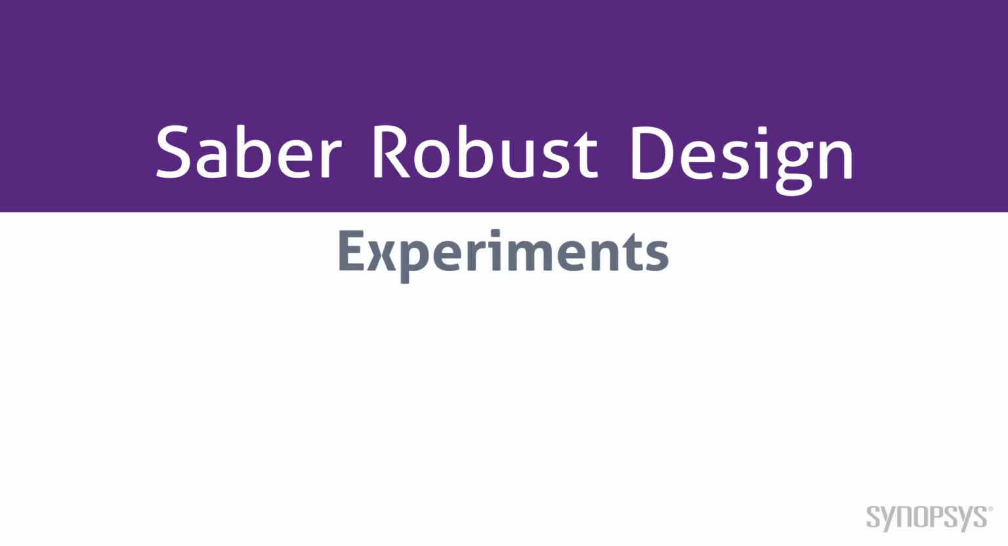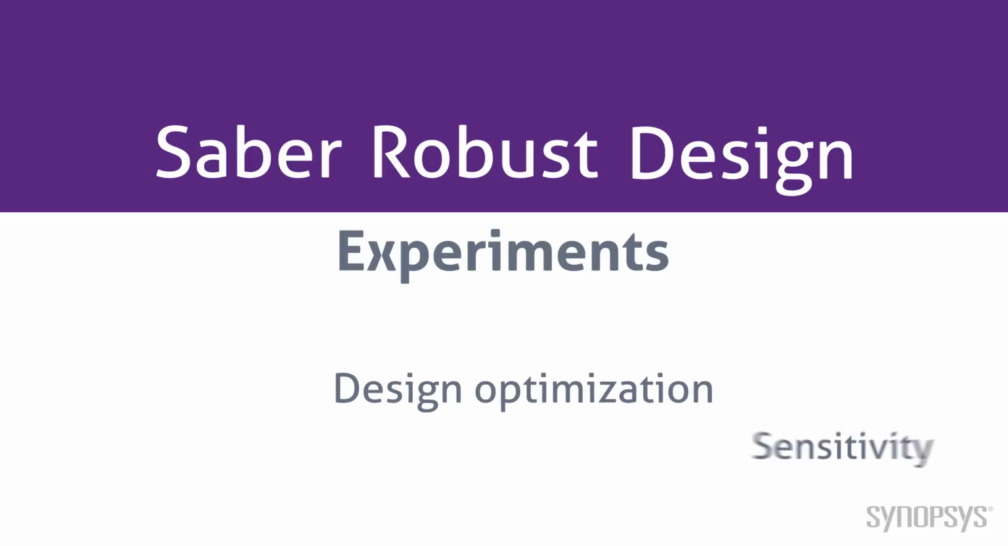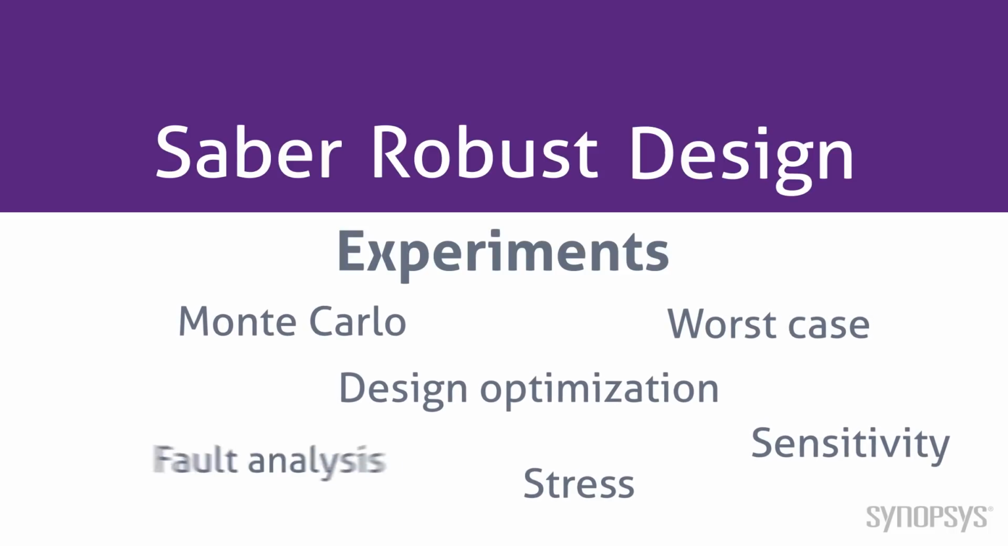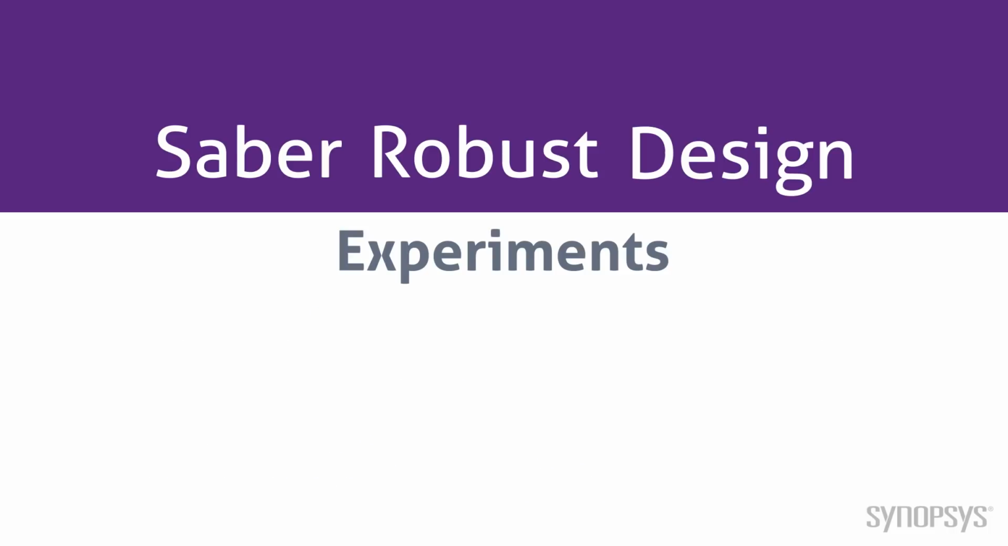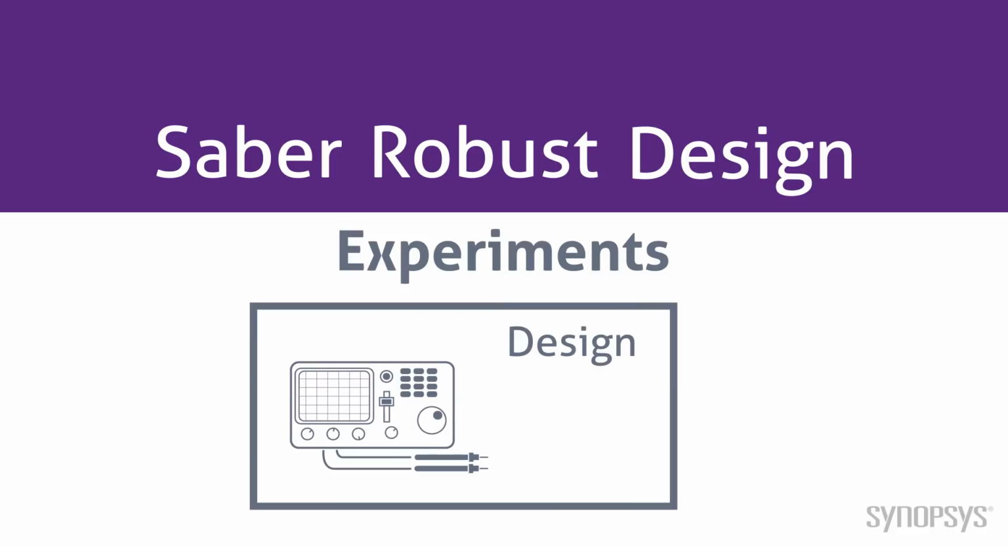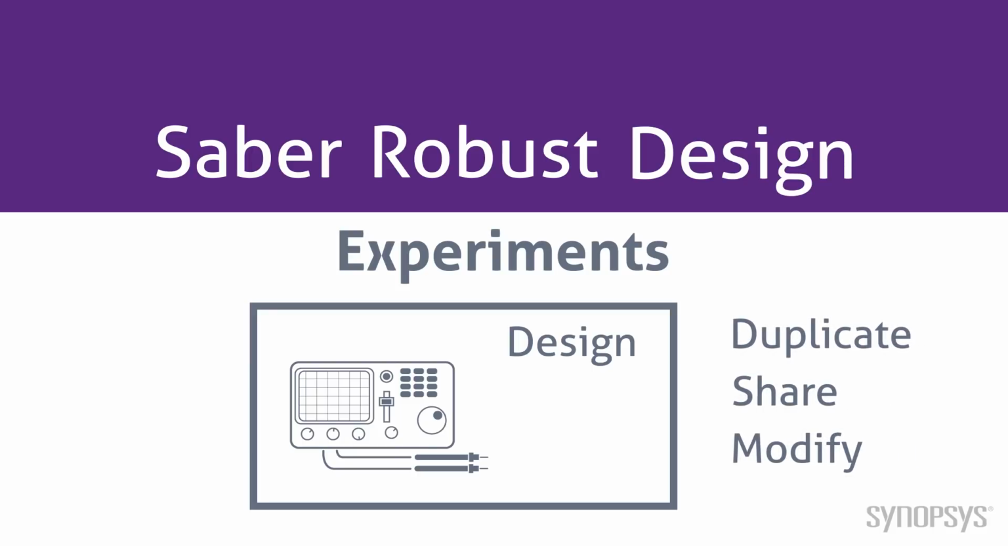Once you know how to create experiments, you will be ready to apply robust design tactics such as design optimization, sensitivity, Monte Carlo, worst case, stress, and fault analyses. Experiments are test setups. Once created, they become part of the design, making it easy to replicate results. They can be duplicated, shared, and modified. They are easy to construct without the need for writing code.